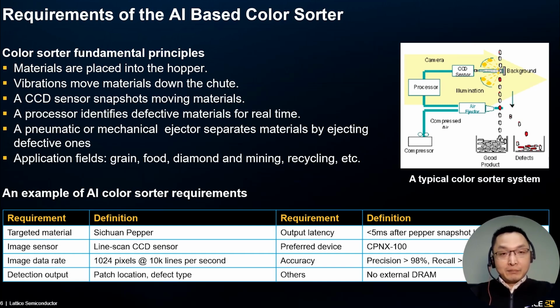If one material piece is identified as a defective one, some ejector will blow away this piece. Otherwise, this material piece will keep falling down and be collected as the good products. This kind of sorter machine is called a color sorter because the previous generations of color sorters identify the defects mainly by checking the material colors.